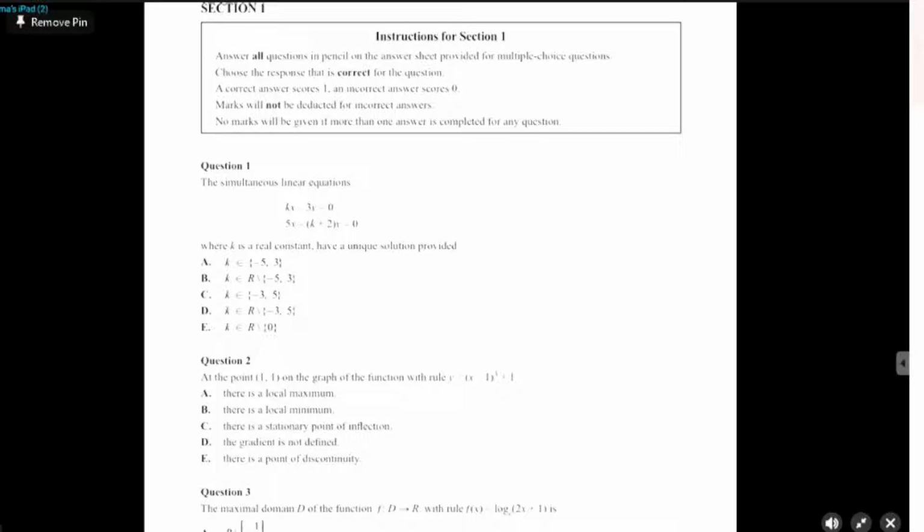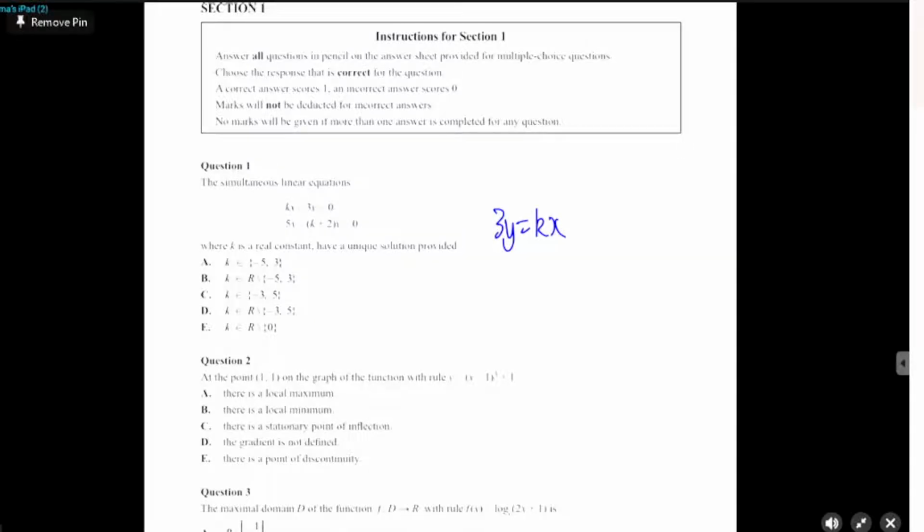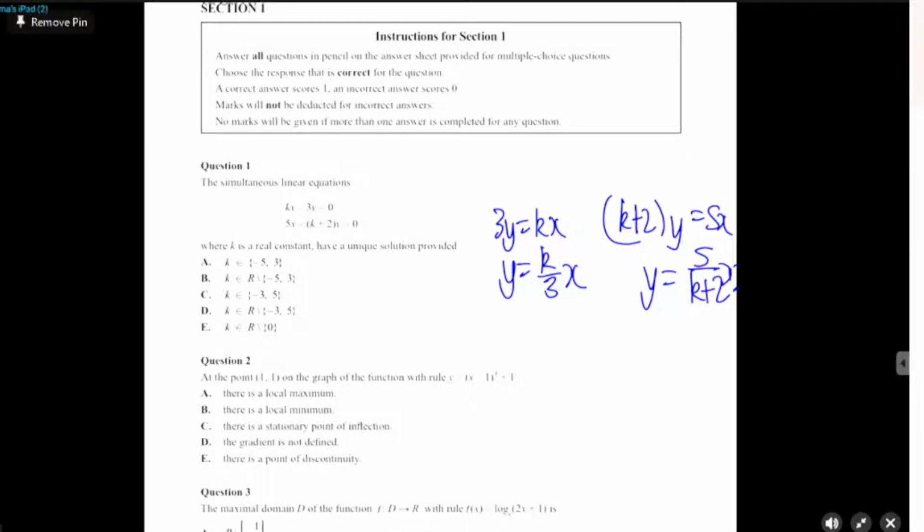To do this one, you just put it into y equals mx plus c form. And for a unique solution, m1 is not equal to m2. Therefore, k on 3 is not equal to 5 on k plus 2. When you solve that, you should get k is not equal to negative 5, k is not equal to 3, and then you get B.